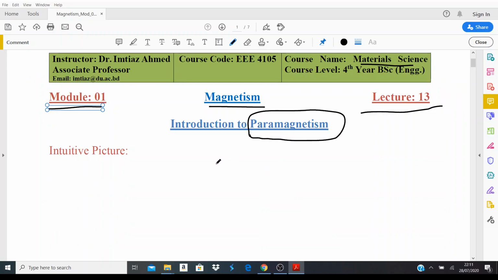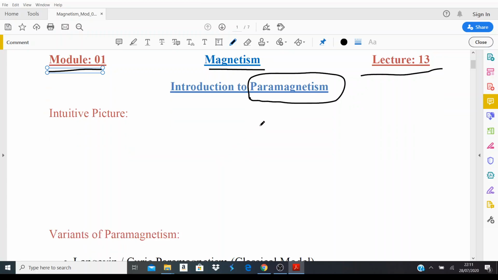So the intuitive picture that one should have in mind about paramagnetism is that, let's say we have some material, right? And inside that piece of material we have a number of ions or atoms. Let's say we have 4, for ease of this discussion. Every one of those atoms or ions will have some magnetic moment, which is a vector, and they will be directed in different random directions in the absence of any external magnetic field.